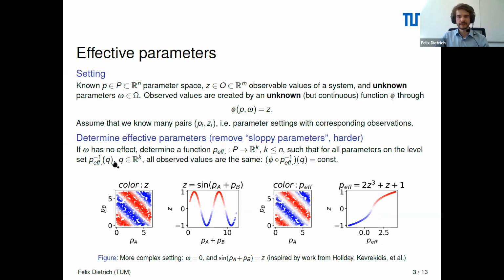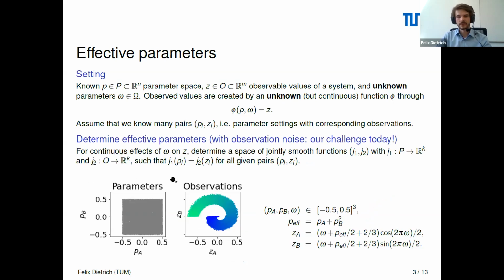So the task here is sort of to reduce the whole parameter space from a high dimensional, in this case 2-dimensional space, to something that is more manageable, and that in this case only has one parameter that nevertheless still has all the power to control all observables. But as I've said before, this is still not the most challenging setting. The most challenging setting actually is this, and it's also our challenge for today.